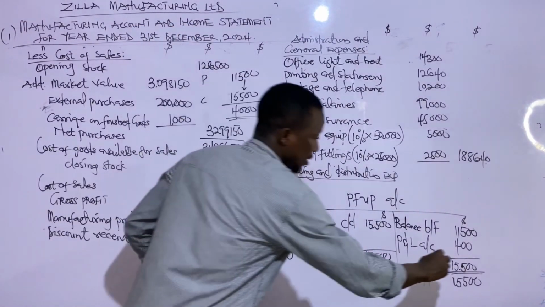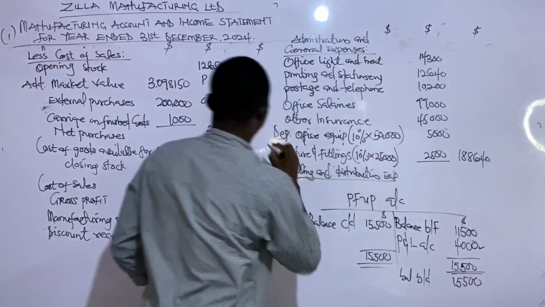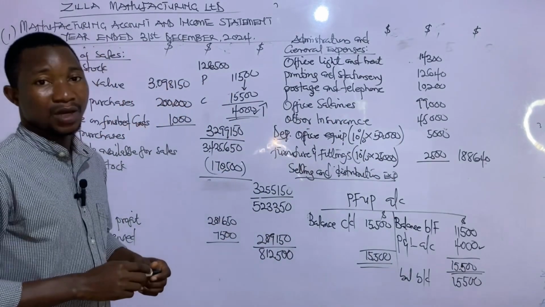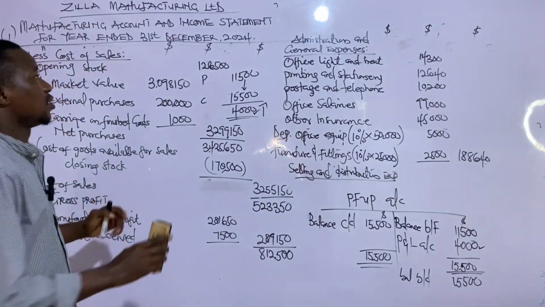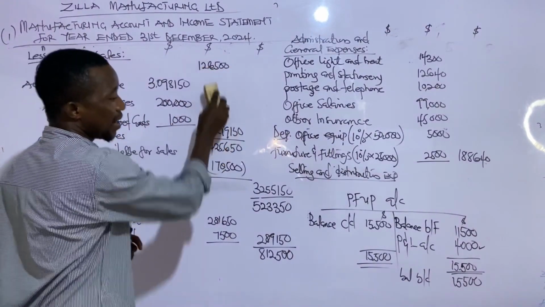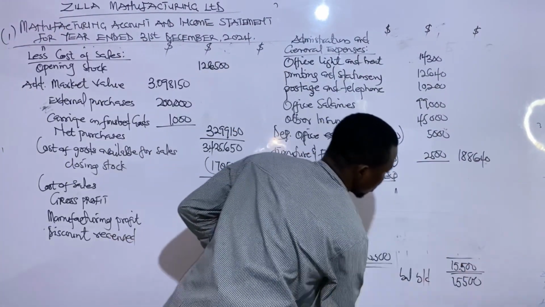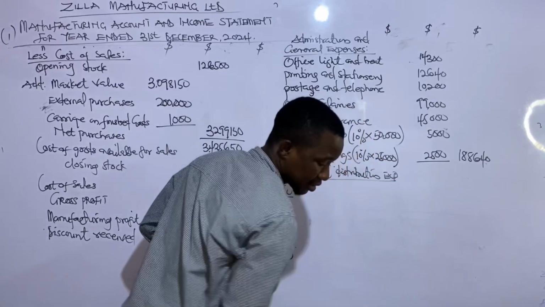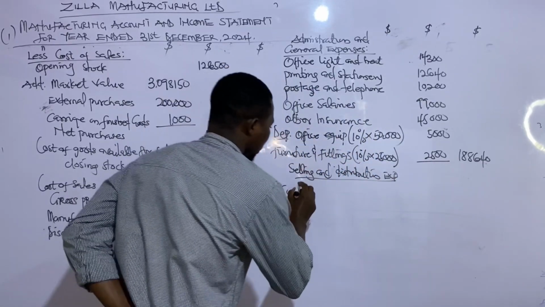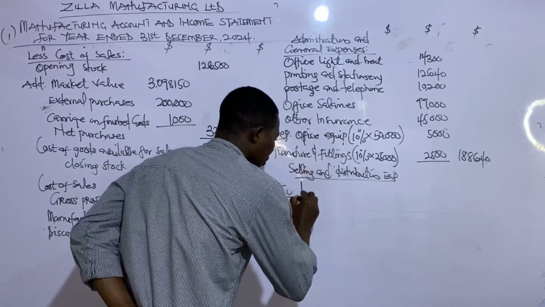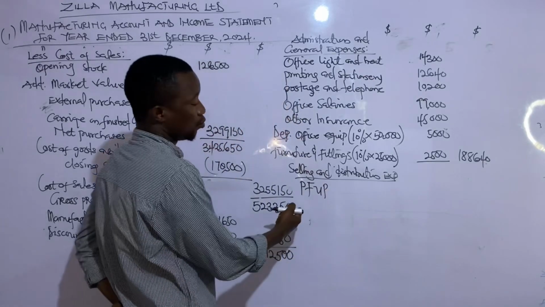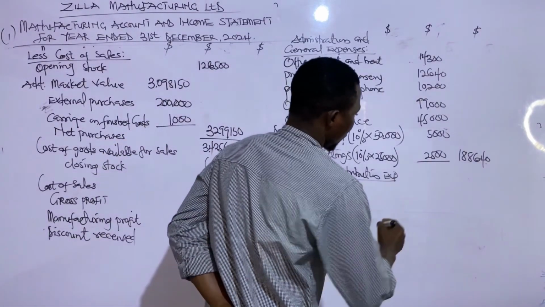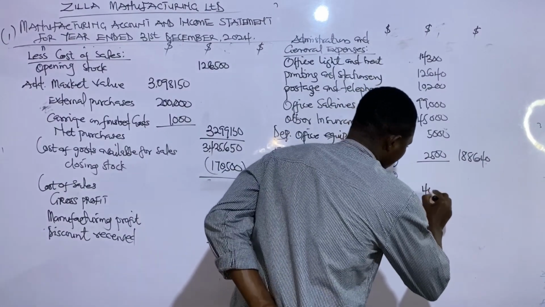Because see, this 4,000 is the same as this. I hope the concept is now clear. Good. So that is the concept of provision for unrealized profit. So the provision for unrealized profit, you write it in full. Provision for unrealized profit is 4,000.